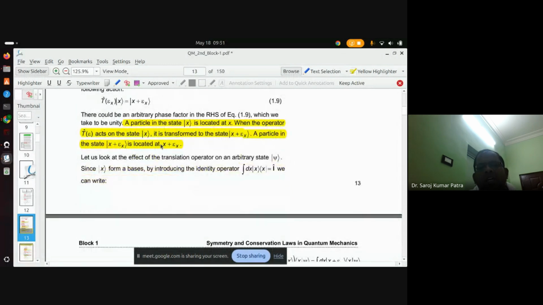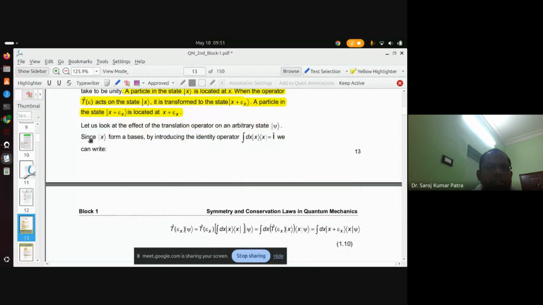So basically, this is a way of representing only, that the state vector, instead of writing psi of x, we are writing ket x. Instead of writing psi of x plus epsilon x, we are writing ket x plus epsilon x, just to make the mathematics simpler.